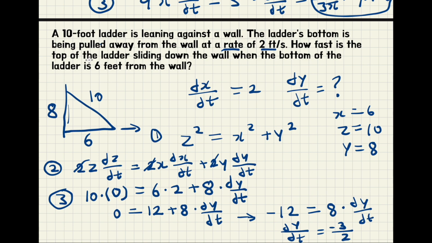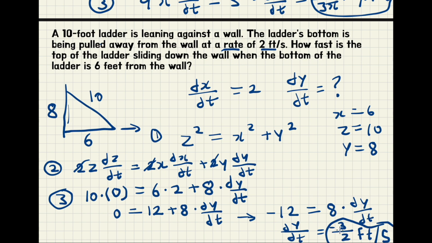What are the units? The ladder is sliding down the wall, the bottom is 6 feet, the ladder is 10 feet, and the rate is 2 feet per second. So you can say it's decreasing at a rate of 3/2 feet per second, right? So you can say that's the answer.